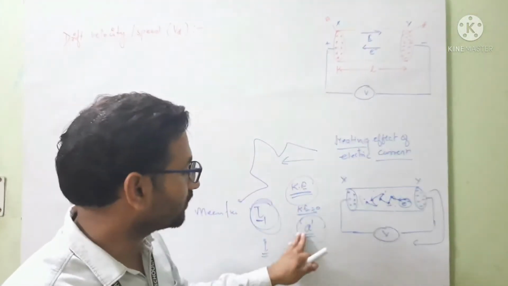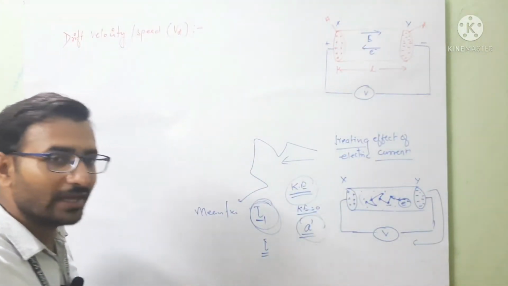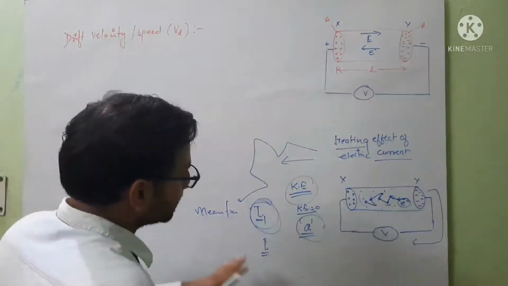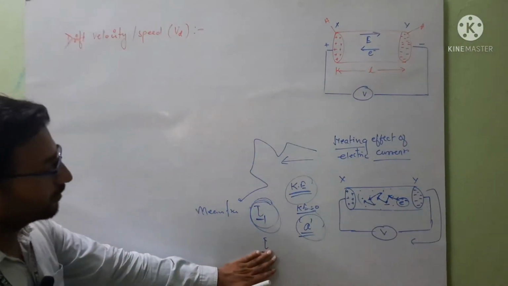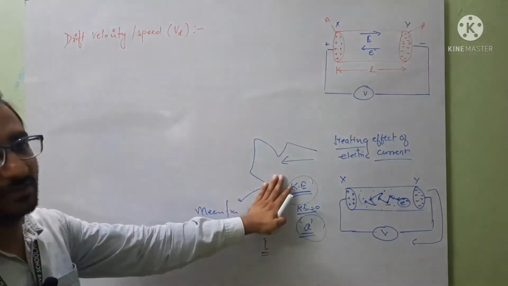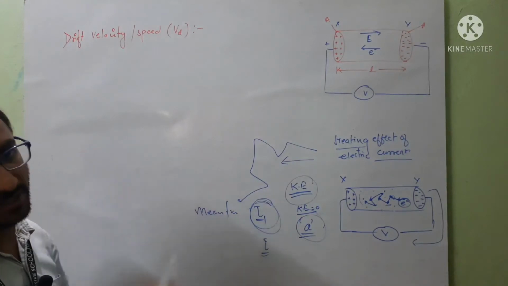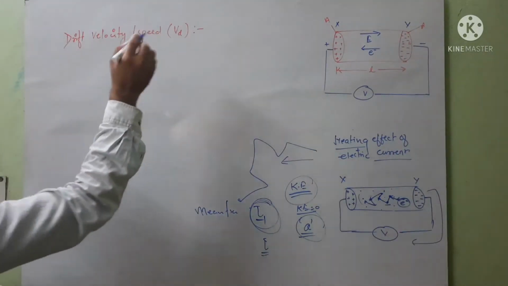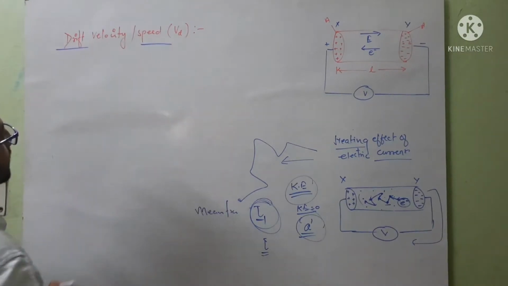In the absence of electric field it will not have any kind of acceleration, and in the absence of electric field we will start our statement so that we will reach this statement to complete our derivation. So drift velocity or drift speed is our heading.